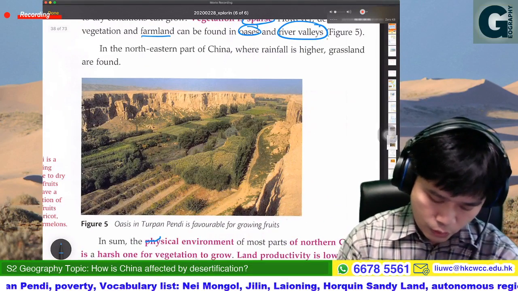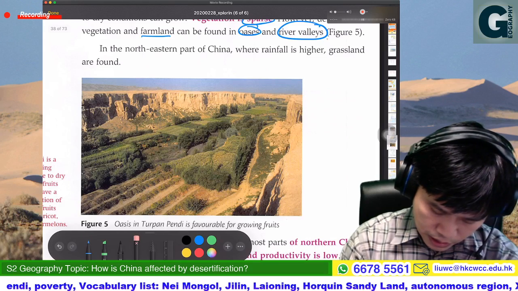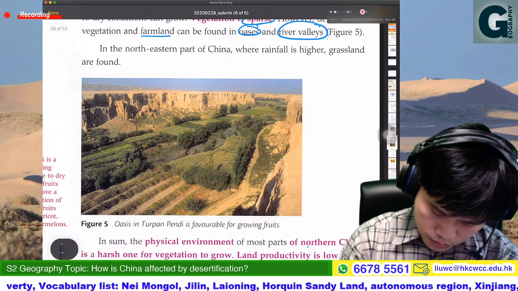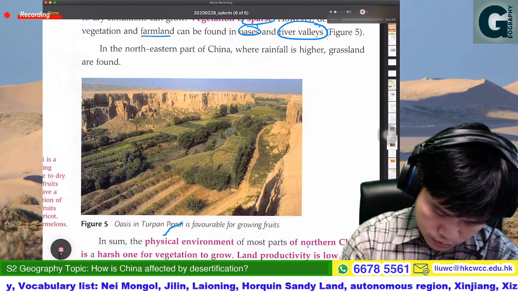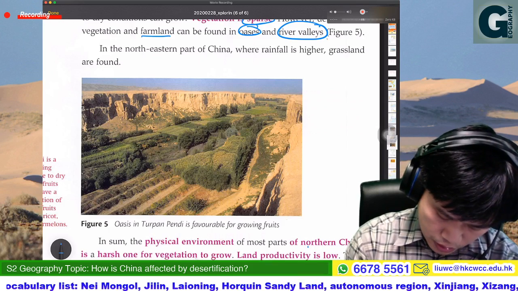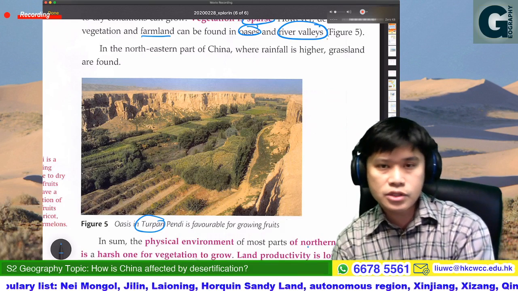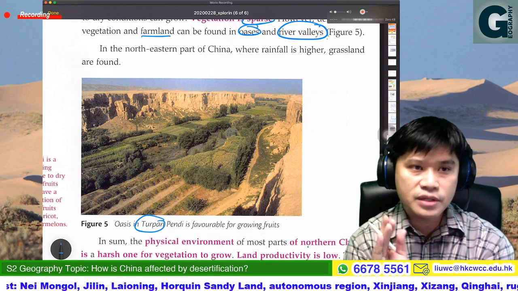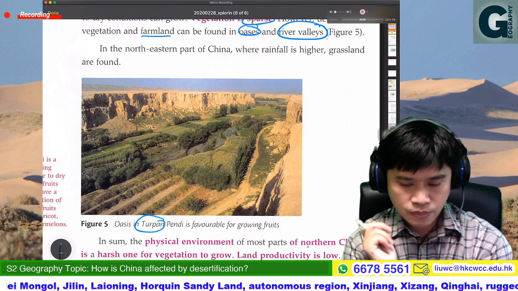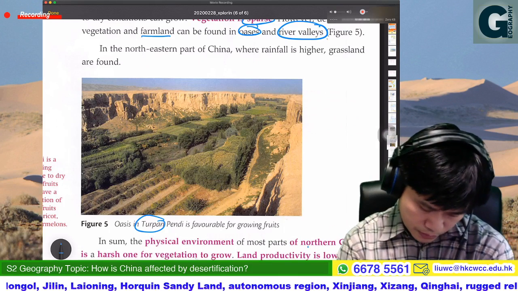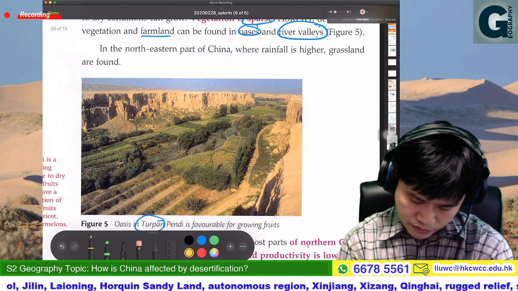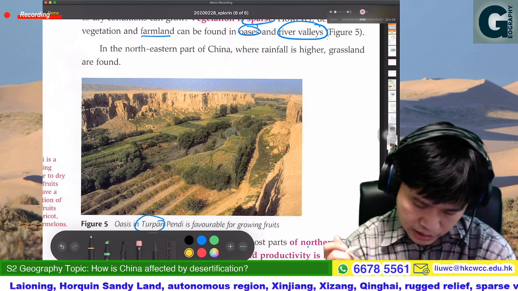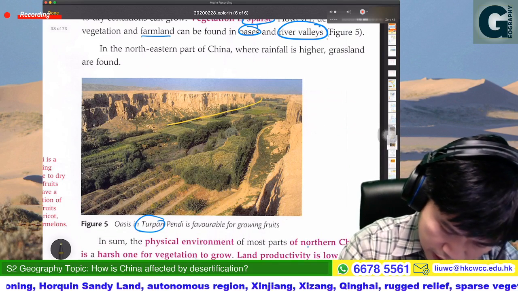The oasis in Turpan, in Chinese we call it 吐魯番. 吐魯番 is a very famous place in the country. Okay, I will explain the figure first. Let's go back to figure 5. So for figure 5, actually you can see that there would be a valley here.